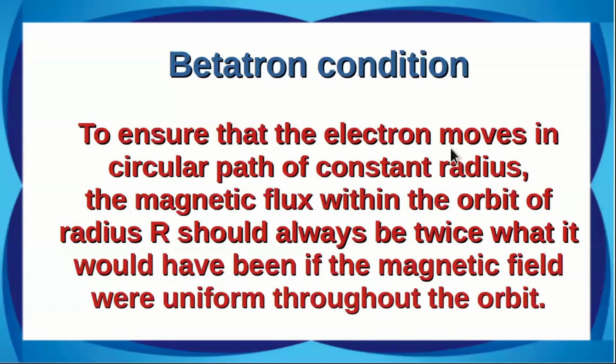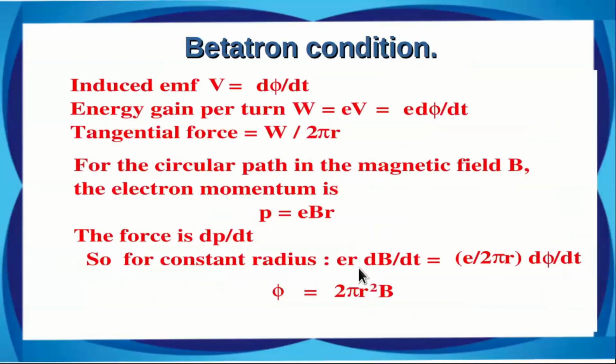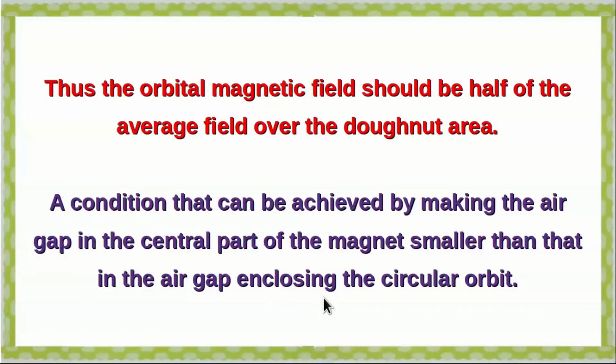To ensure that the electron moves in a circular path of constant radius, the magnetic flux within the orbit of radius r should always be twice what it would have been if the magnetic field were uniform throughout the orbit. So that is what is represented by this condition. So the factor of 2 indicates this. Thus the orbital magnetic field should be half of the average field over the dee-shaped area.